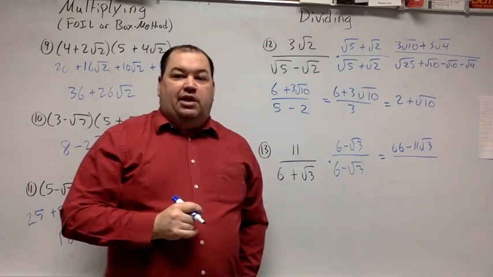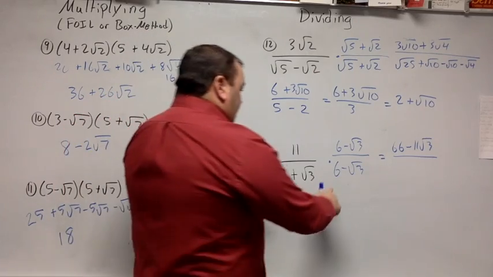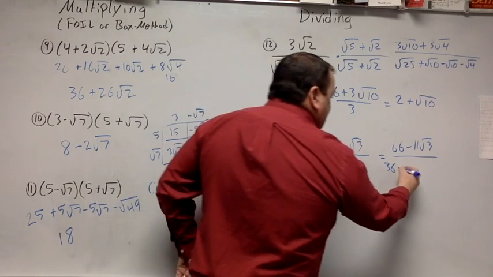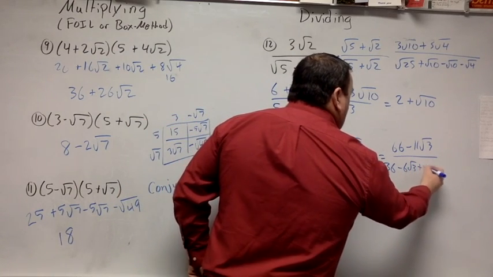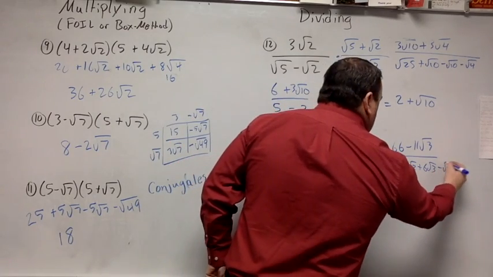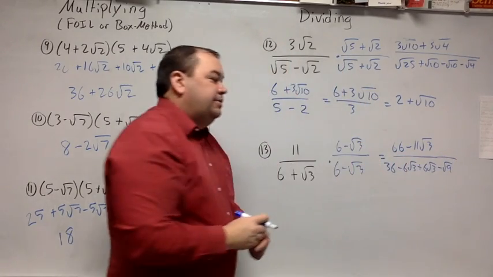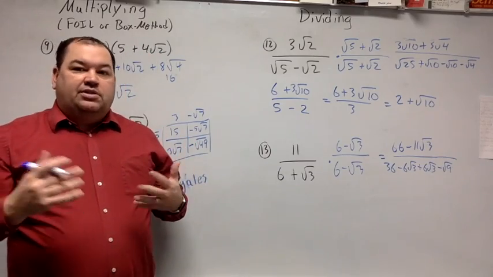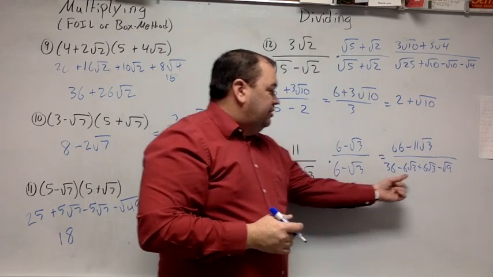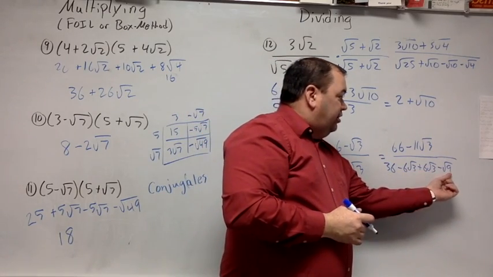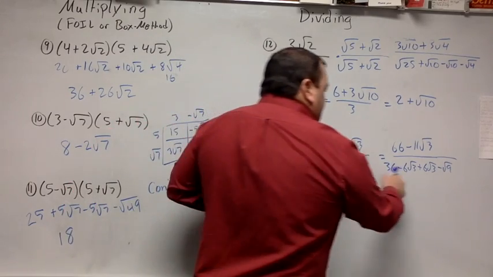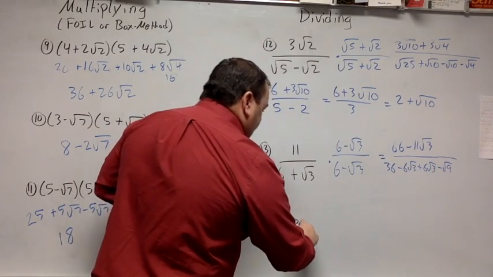I just distribute the 11. But on the bottom, I get a 36, minus 6 square root of 3, plus 6 square root of 3, minus a square root of 9. Perfect. The square root of 3's, the ones I couldn't do, they're gone. What's left is a 36 minus a 3. I can do that. That gives me 33.